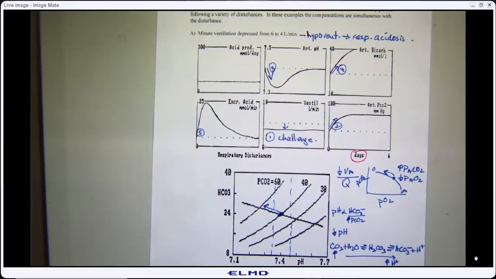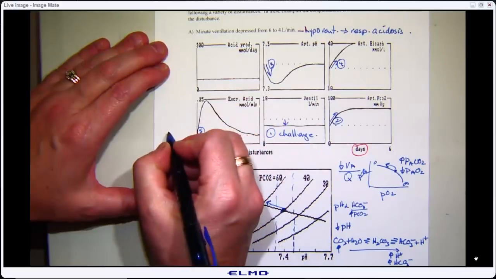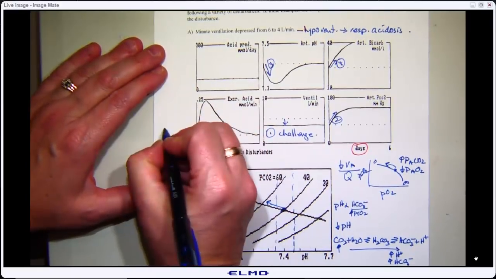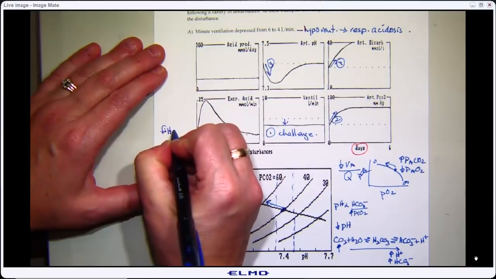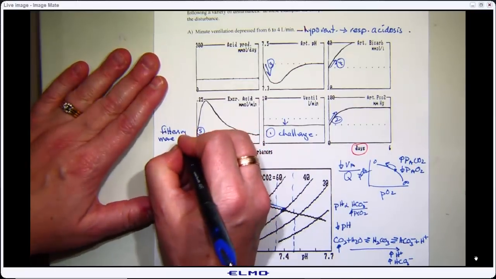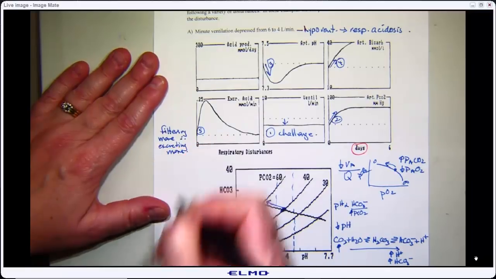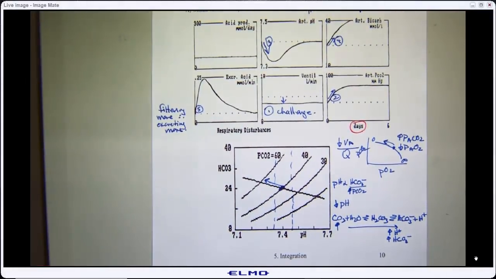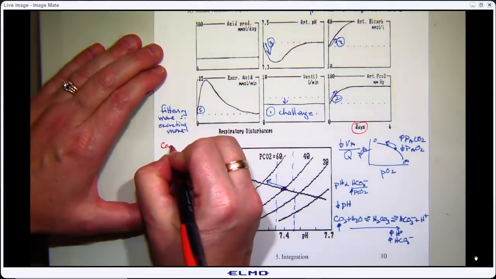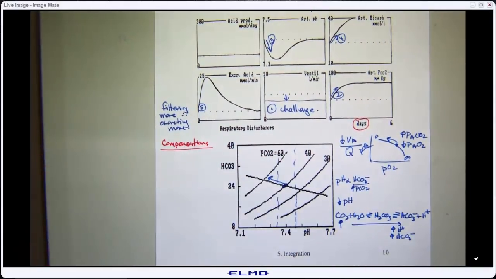All right, so in terms of compensation, let me write that down just to make sure everybody is clear that this little piece is we are filtering more. So we're excreting more. Okay, kidney doing what the kidney does. All right, compensations. Okay, compensations.